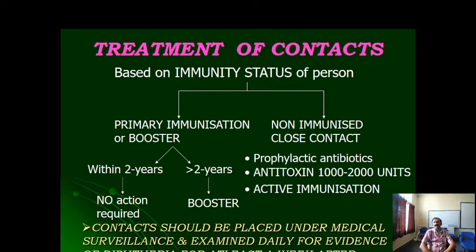Close contacts can be given prophylactic antibiotics, antitoxin, and active immunization. If the primary immunization has been done within 2 years, no action is required. If it is beyond 2 years, booster should be given. Contact should be placed under medical surveillance and examined daily for evidence of diphtheria for at least a week after exposure.